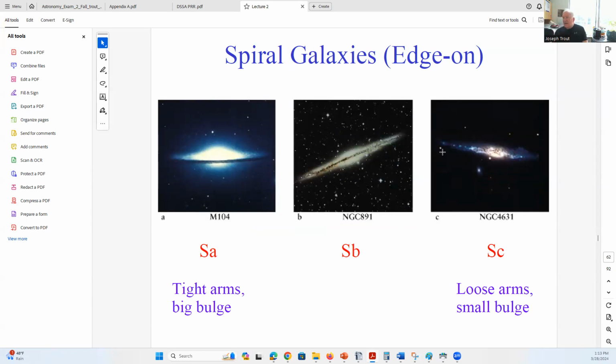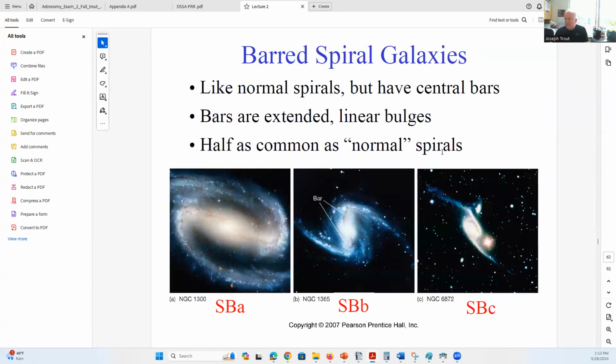This shows the same thing edge on. We also have things called barred spiral galaxies. And these are like spiral galaxies, except there appears to be a bar in the center.